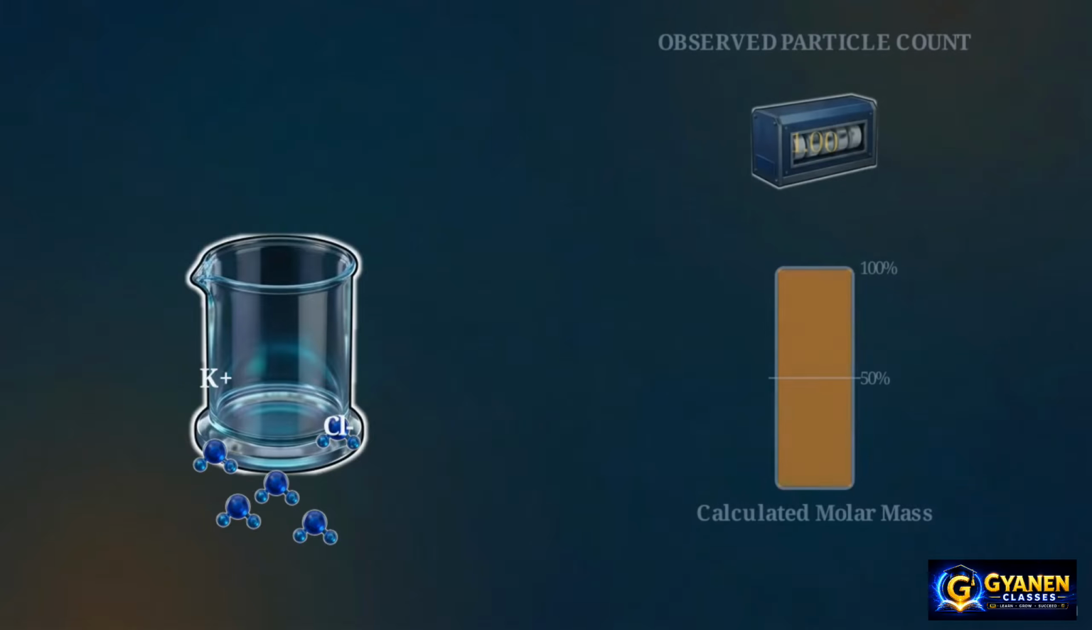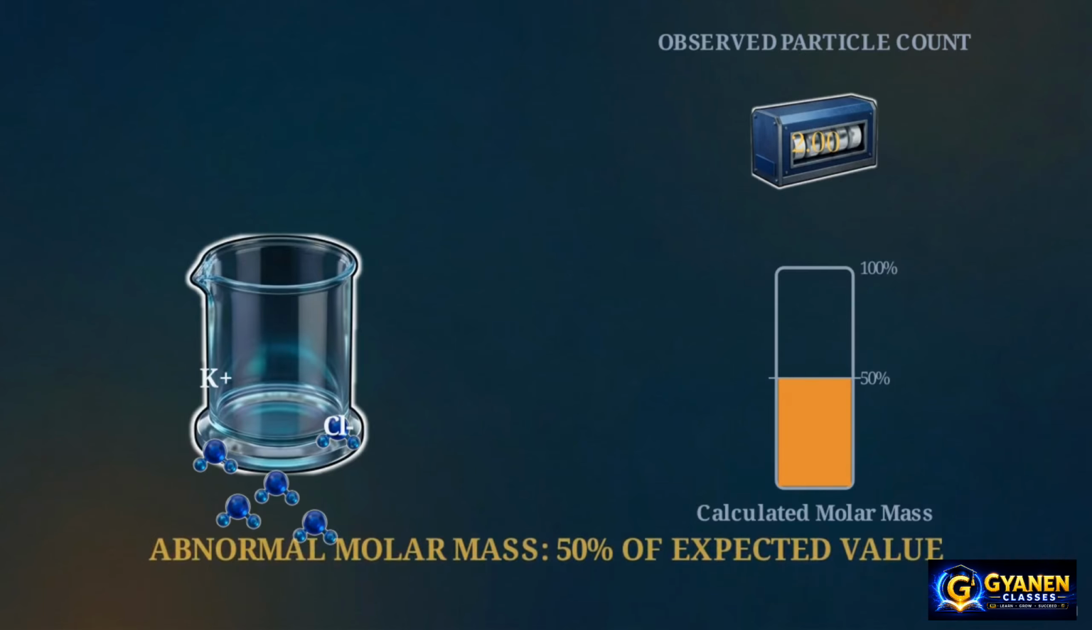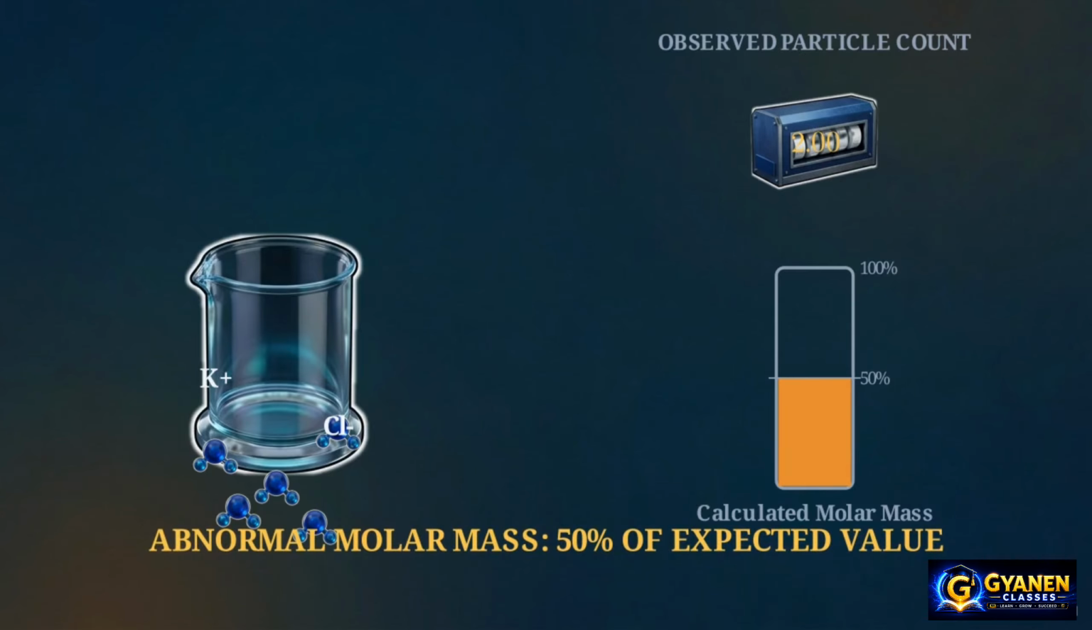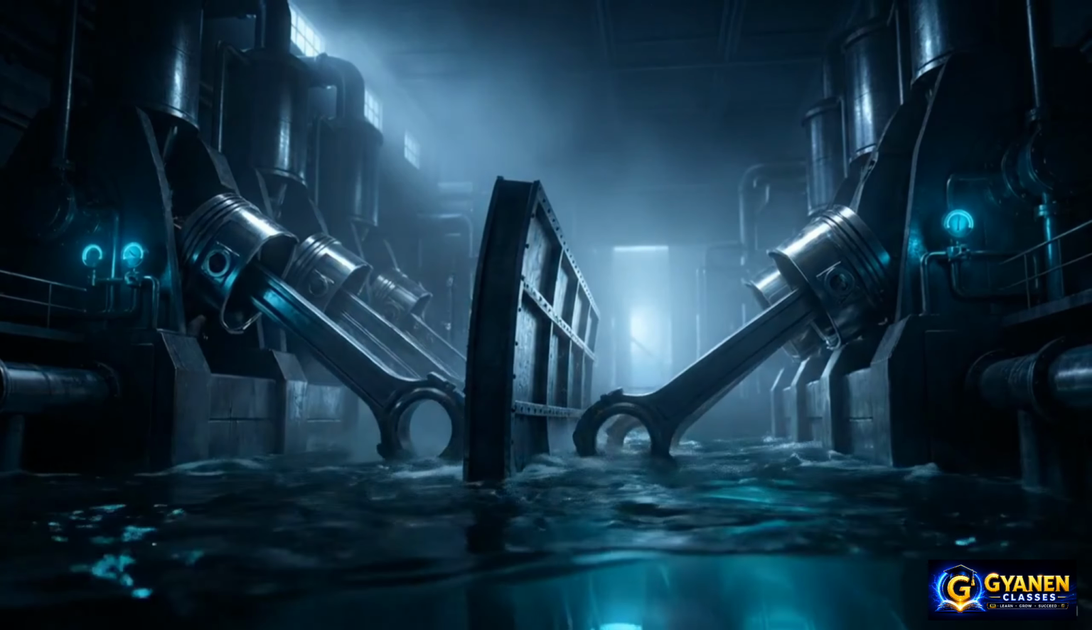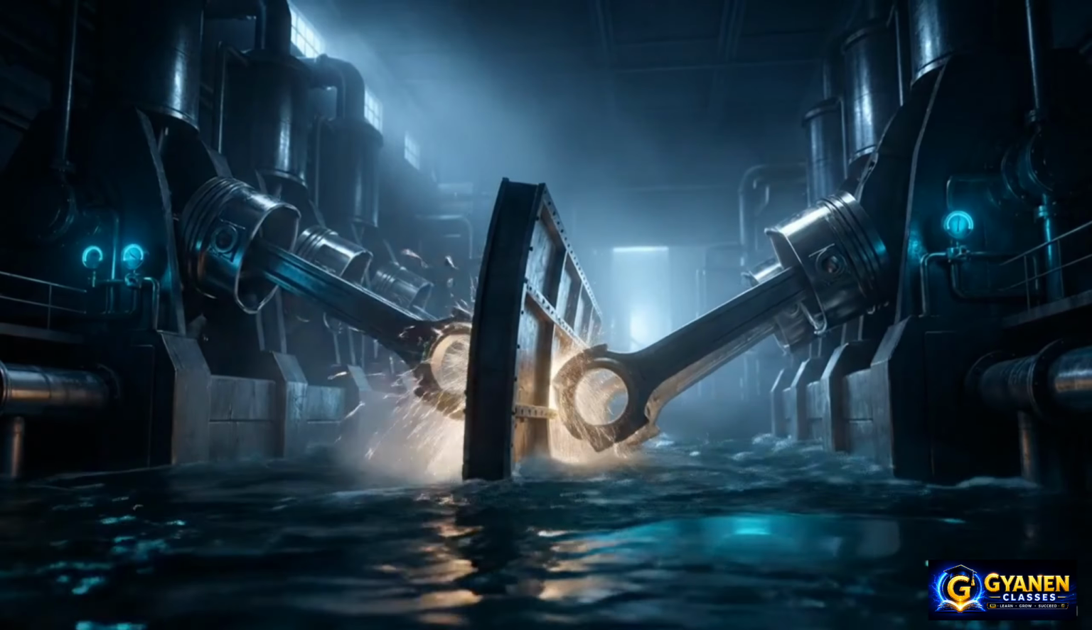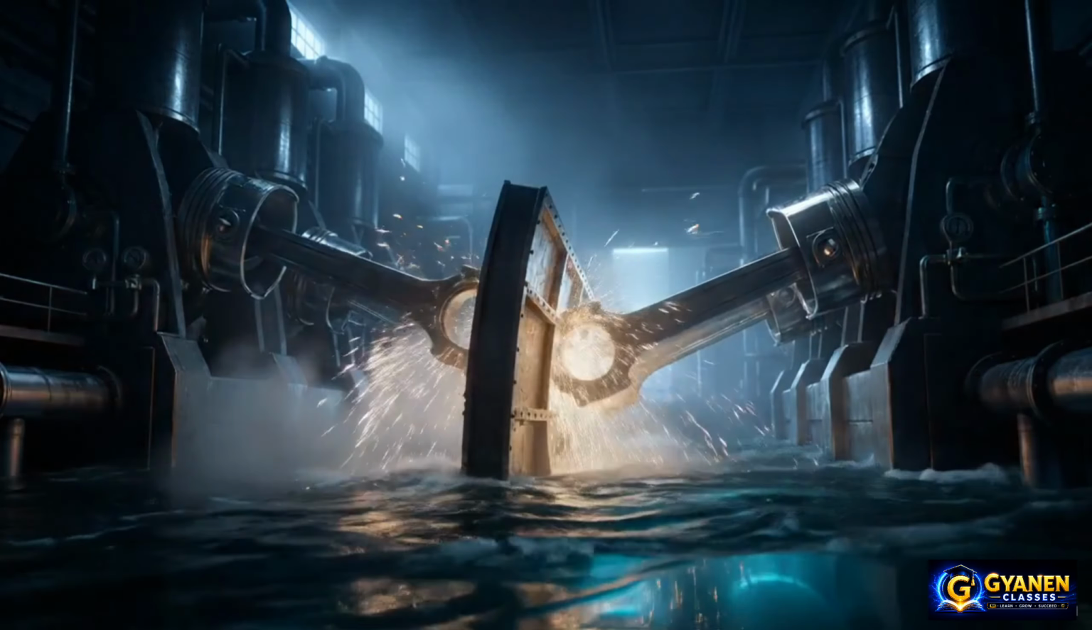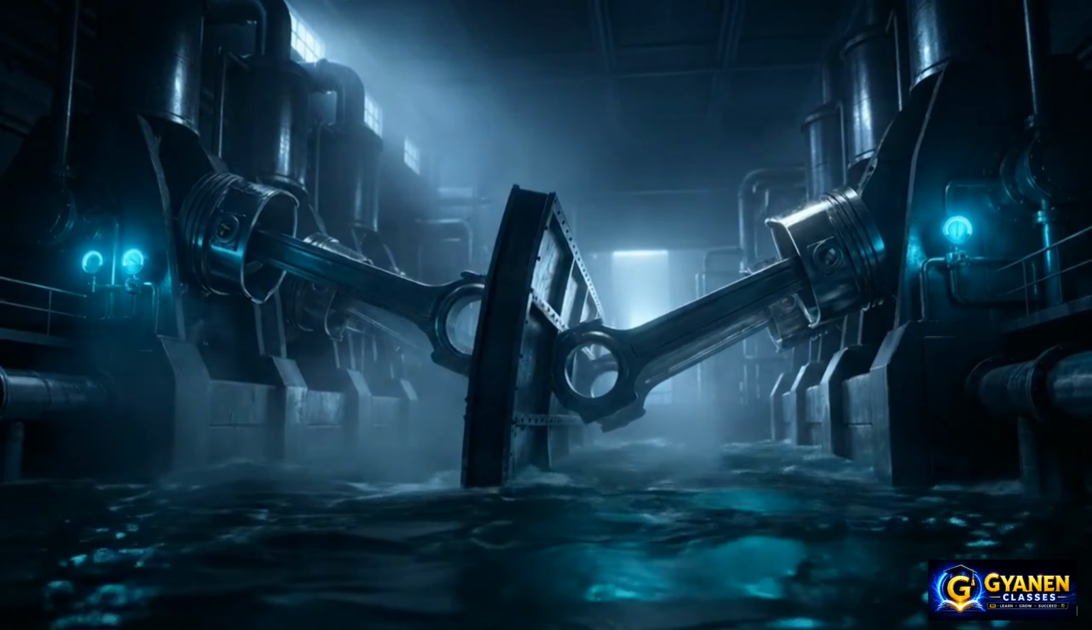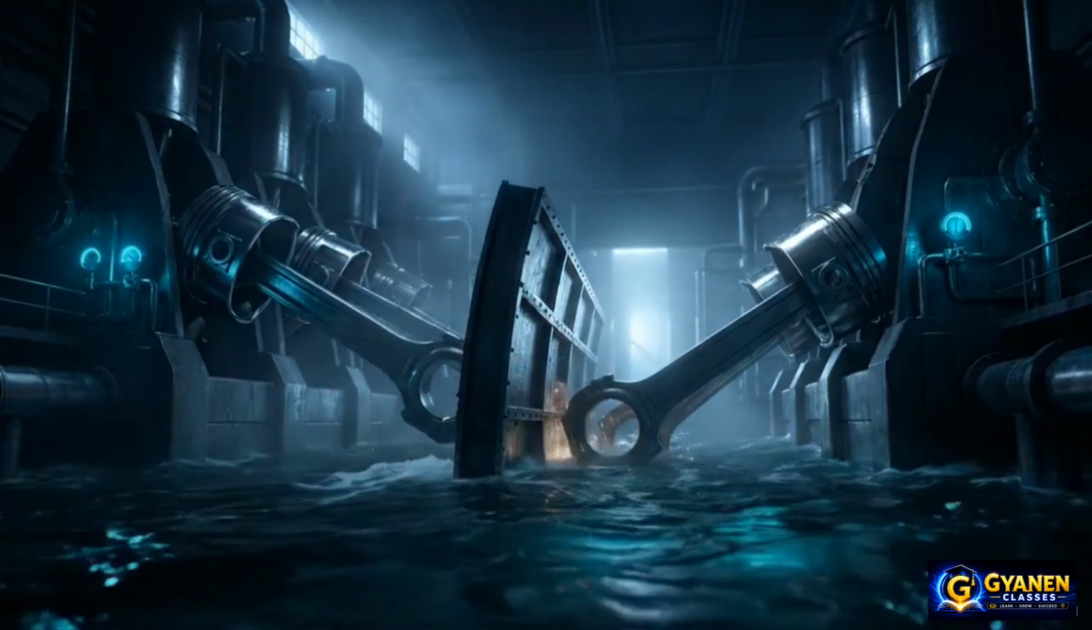Because the solution now holds exactly double the expected number of particles, any textbook calculation ignoring the split will fail. The experimentally derived molar mass artificially halves, resulting in a wildly inaccurate, abnormal molar mass. Ignoring this invisible dissociation guarantees disastrous miscalculations. Engineers relying on those broken numbers wouldn't apply enough force to push seawater through a desalination membrane.